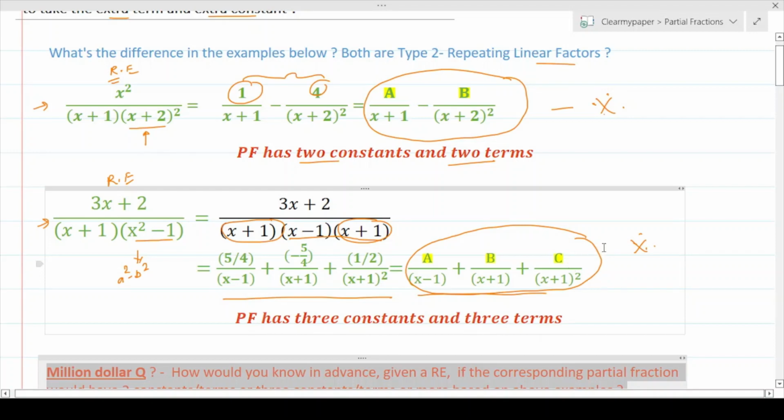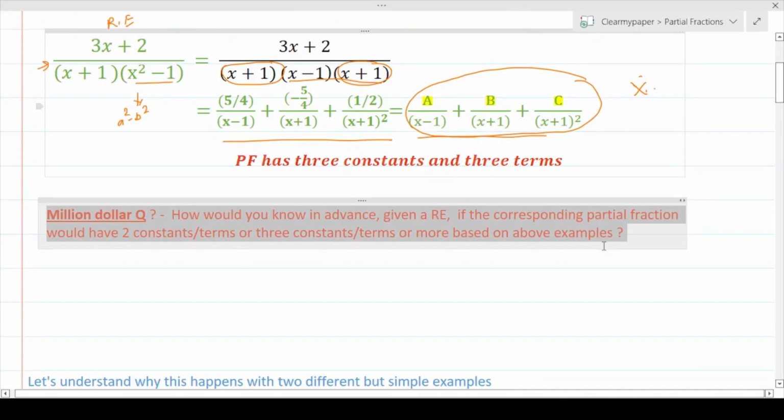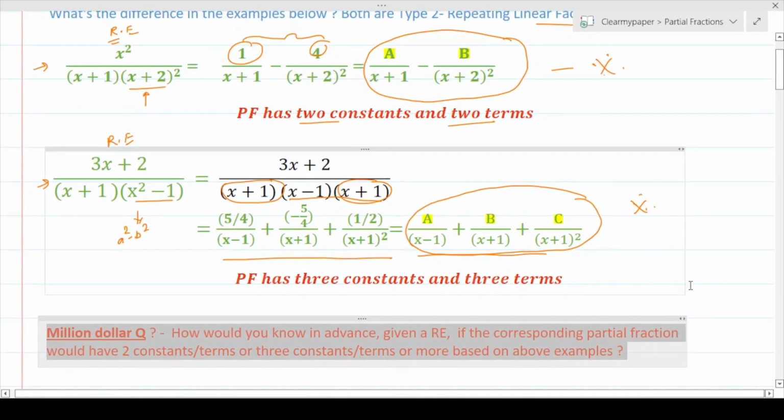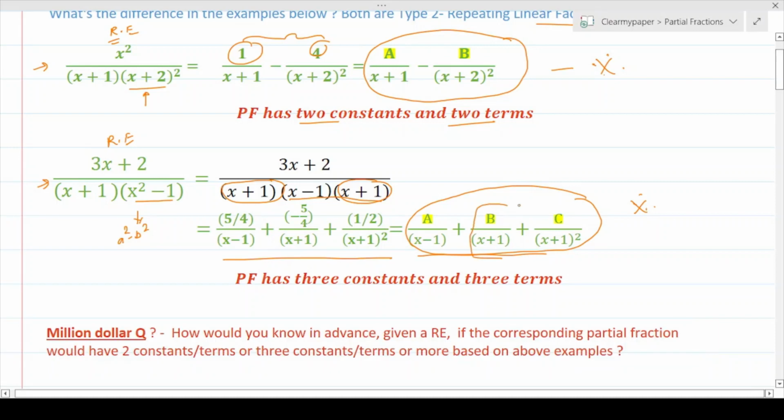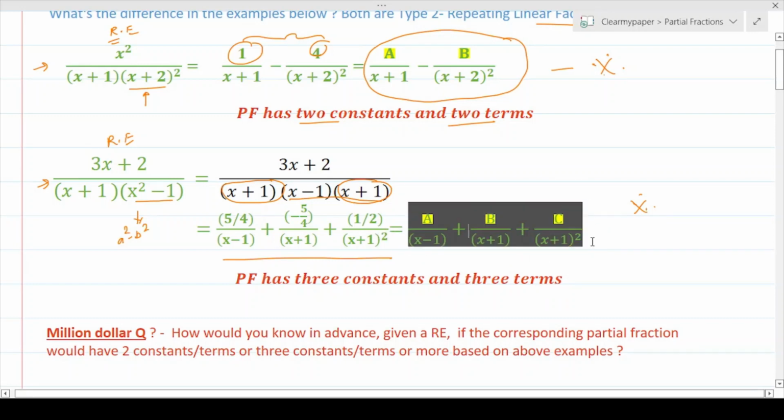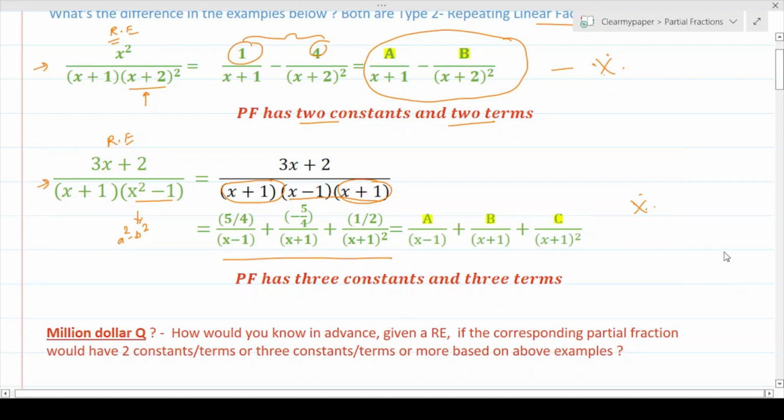Now let's understand why we do those things in a certain way. The peculiar thing over here is this term, where there is an extra term. Hold on, let me just erase this out. There is an extra term in the middle which has one of the factors of the repeated one. The repeated one is x plus 1 the whole square.